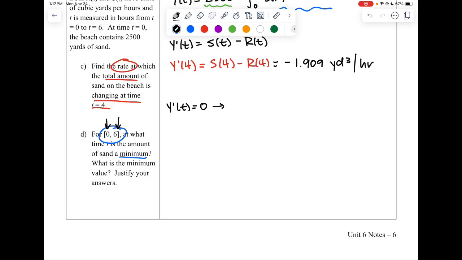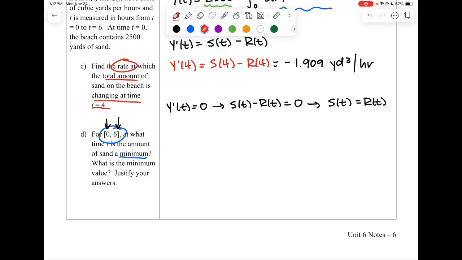So looking at that, I know that that's going to be where s of t minus r of t is equal to 0. Okay, or another way that I could manipulate this is I could say that this is where s of t is equal to r of t. And so what this does is this actually presents us with two different ways that we could use our calculator to help us find what this value is.